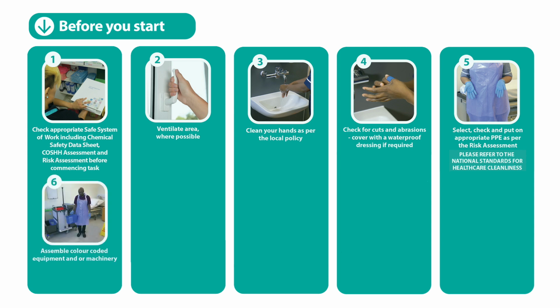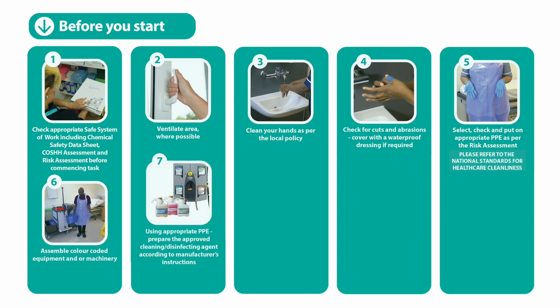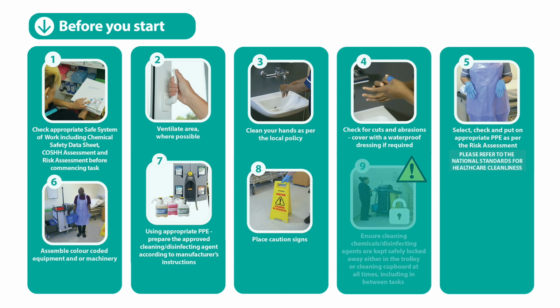Assemble the colour-coded equipment and/or machinery. Using appropriate PPE, prepare the approved cleaning disinfecting agent according to the manufacturer's instructions. Place the caution signs. Ensure cleaning chemicals and disinfecting agents are kept safely locked away, either in the trolley or cleaning cupboard at all times, including in between tasks.